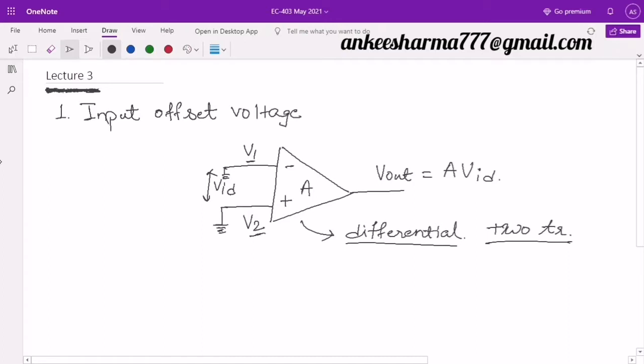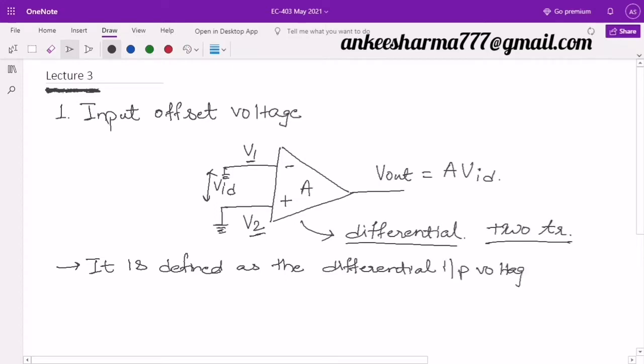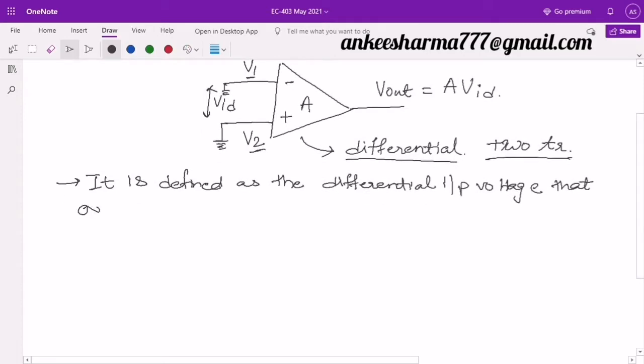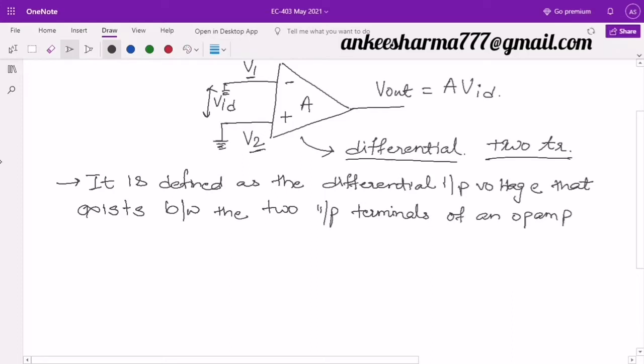So we can define the input offset voltage as the differential input voltage that exists between the two input terminals of an op-amp without any external inputs applied.